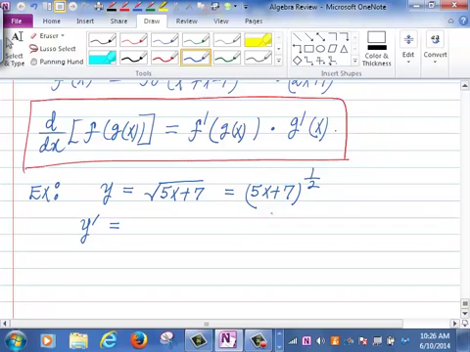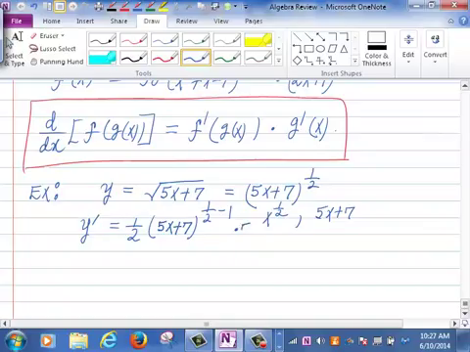What's the outside of the composition here? X to the power half, that's the outside. And then what's the inside? 5x plus 7. So by using the chain rule, you take the derivative of the outside. The derivative of the outside is half x to the half minus 1, but instead of x, I have to put in the inside of the function there. And then I multiply by the derivative of the inside, which is 5. Is everybody okay with that?